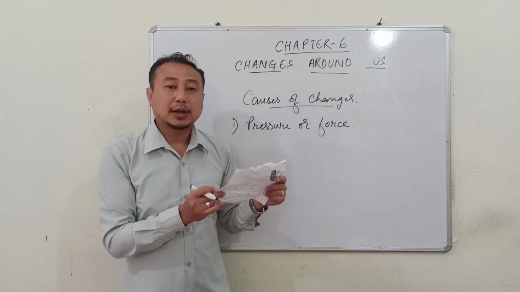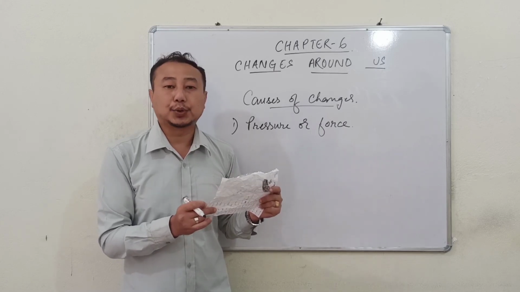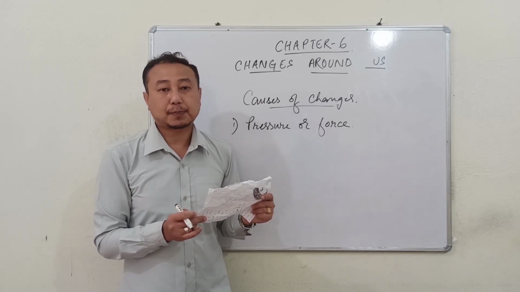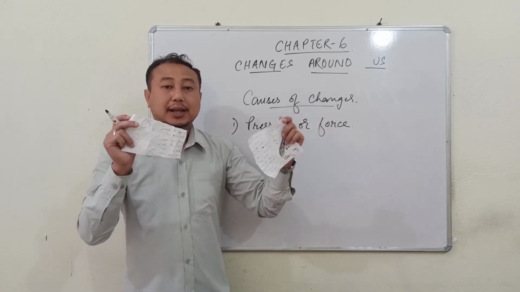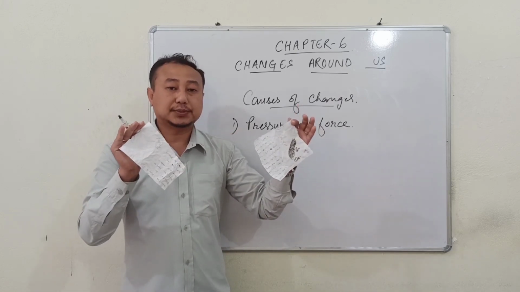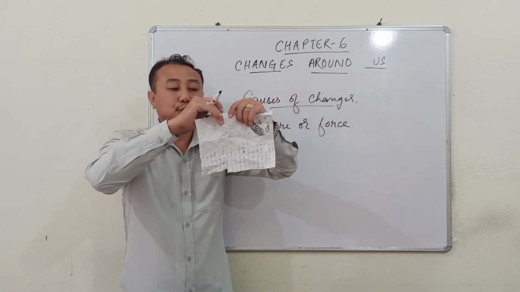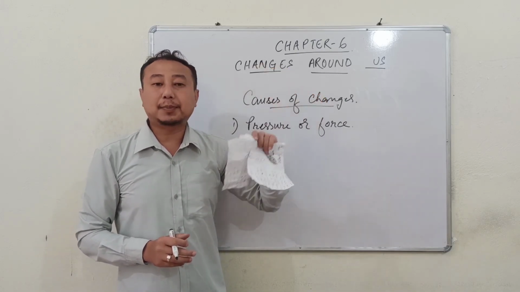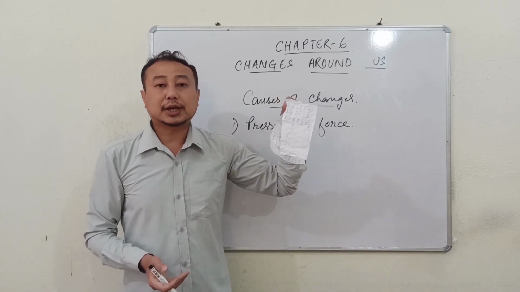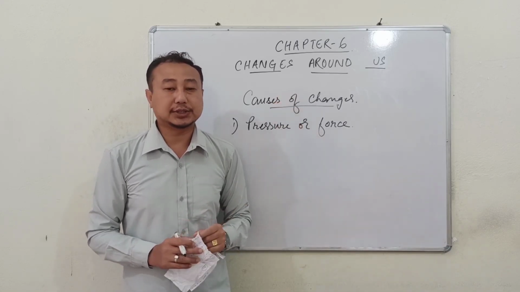Now let us see how an irreversible change can be caused by the application of a force. In this same paper, if I tear this paper, then it is converted into two small pieces. These two pieces cannot be joined back to form its original structure. So in this case, with the application of a force, there is a cause of irreversible change.